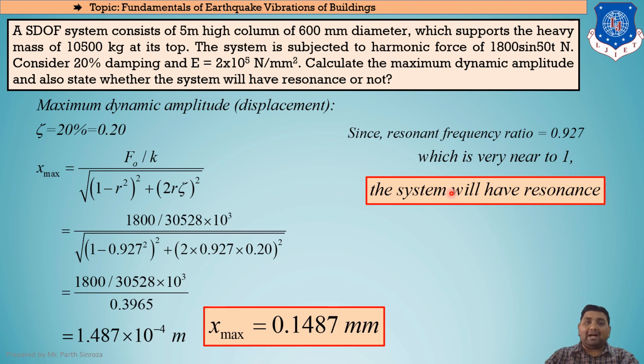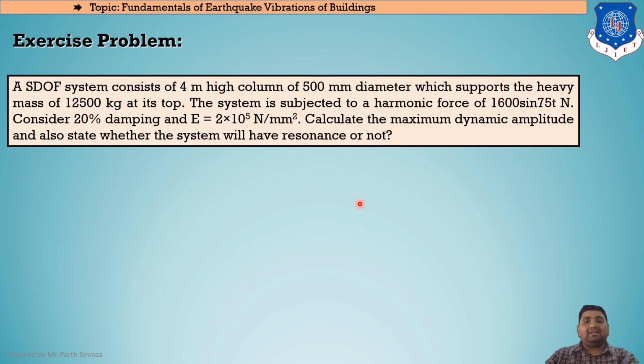Whenever the value of r, that is our frequency ratio, comes out to be near to 1, that means it falls between the range 0.9 to 1.1, then we can say that the system will have resonance. So this was our sum. This is the exercise problem of today. Do solve it, because generally forced vibration conditions have been asked in abundance in your examination, and this was our last sum in this module, that was vibrations of building, or we can say fundamentals of vibrations of building.